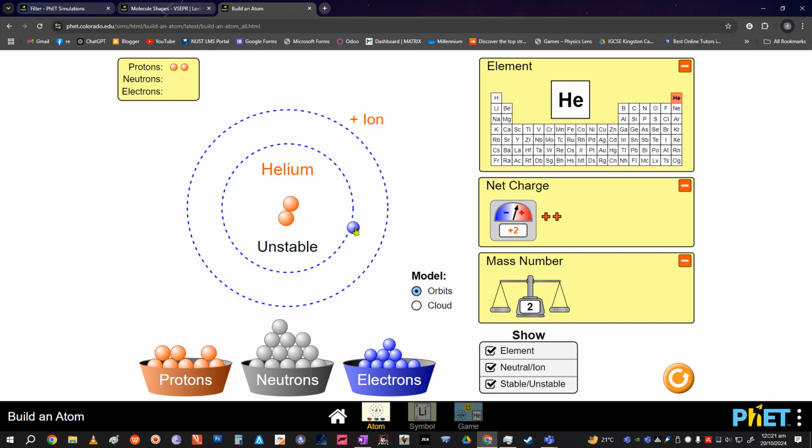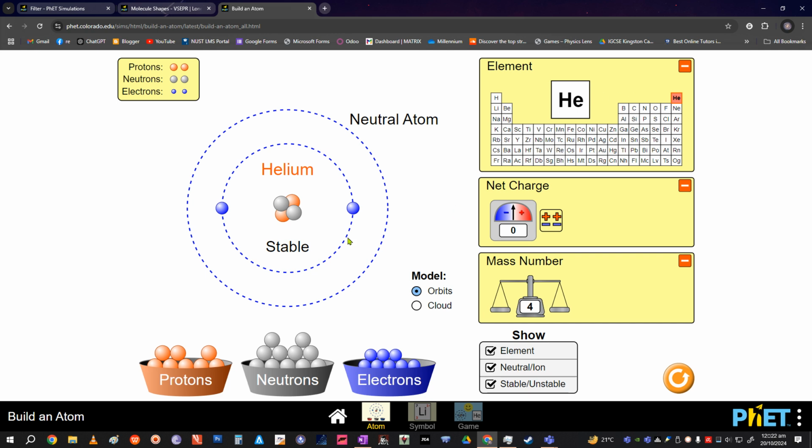Now I'm going to put one electron in to neutralize. This is saying that it is now balanced. I'm going to put another one. Now that is also balanced. So now the net charge is changing, but the mass number is not increasing, and the element is not changing either. I'm going to put in 2 more neutrons to make it mass 4.